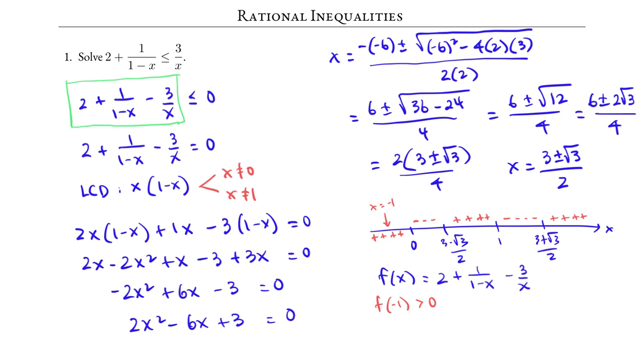To show all the work, we would need to pick a number in the second interval and plug into this expression to see if the sign is positive or negative, similar to the next three intervals. We see that this expression is negative. We want this to be negative or 0 here, on the interval 0 to 3 minus root 3 over 2, and 1 to 3 plus root 3 over 2.